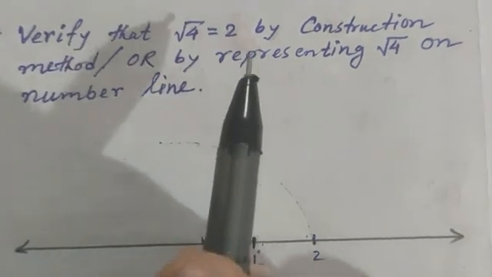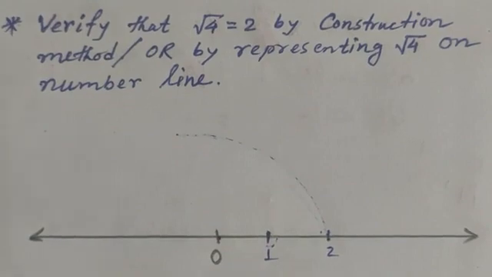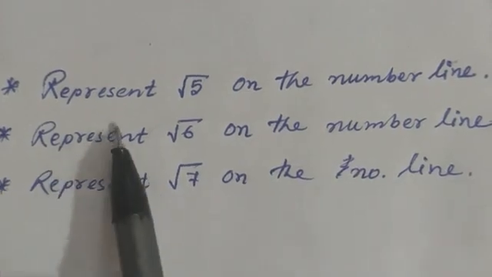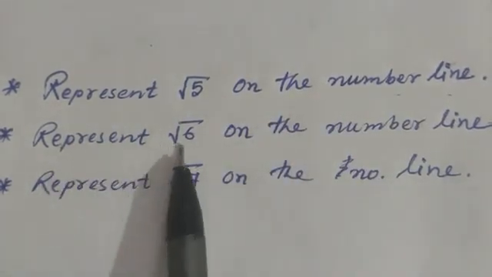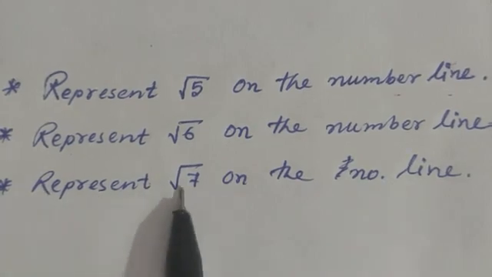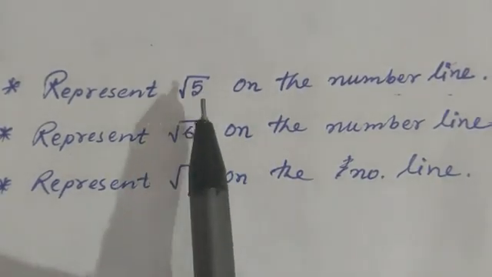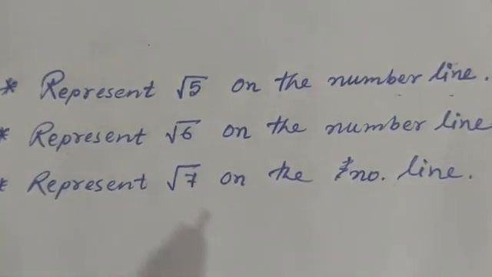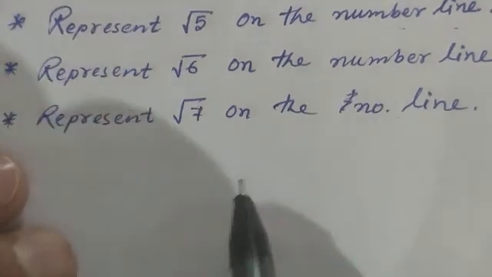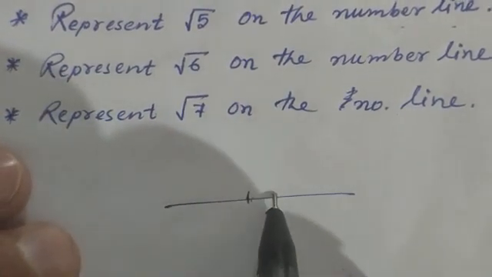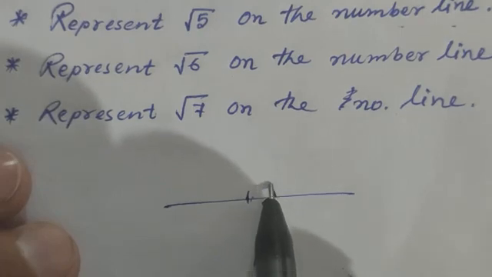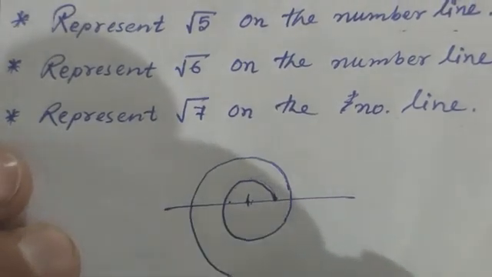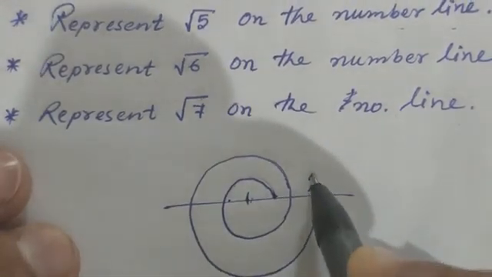Do this. After that, I will give you one more task. A few more questions are there: represent root over 5 on the number line, represent root over 6 on the number line, represent root over 7 on the number line. If you go on representing all these, you will get a spiral, a square root spiral. Suppose this is the number line and you go on constructing like that, you will get a square root spiral of this kind. It is a very interesting one.